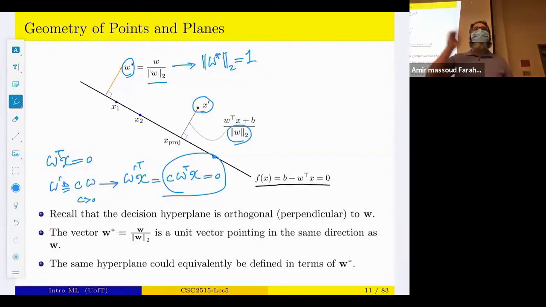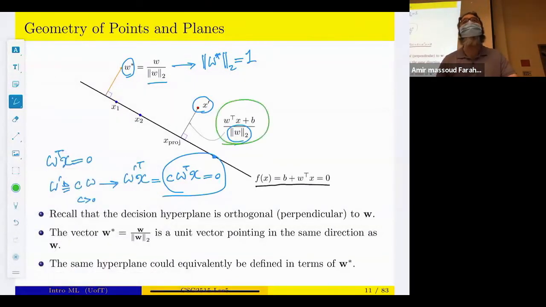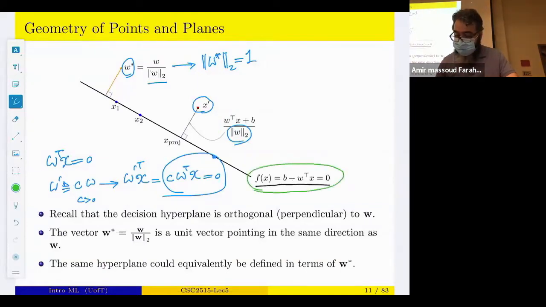I think that's just the rescale formula for the plane itself. W transpose X by 1 would be the equation where instead of taking the normal vector W, you take it to the normal vector. It wouldn't be the distance from X prime.